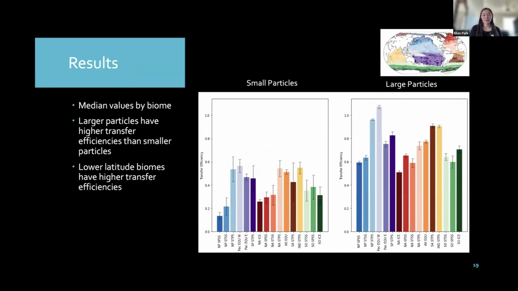In the high latitudes, we see more attenuation and less so in the lower latitudes. And so I think it's super interesting to look at these profiles, but it's easier to make some comparisons when we collapse these profiles into one value and compare the transfer efficiencies of the small particles on the left and the large particles on the right.